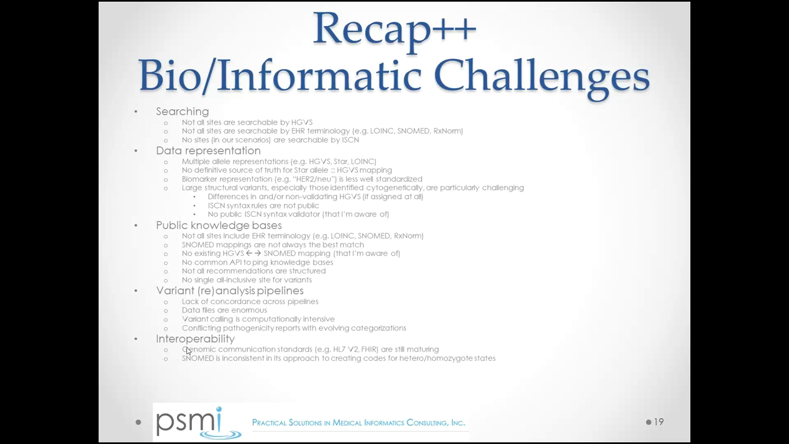And then finally, with respect to interoperability, the communication standards I think are getting darn good, but they're still maturing. The V2 LRI standard is not valid yet. It's not done yet. And the FHIR DSTU or STU3 still needs to be validated. The sequence resource still needs to be validated, so they're still maturing. And SNOMED is inconsistent in its approach to creating codes for heterozygote and homozygote state. For some diseases, there'll be a SNOMED code for carrier state and a code for the homozygote state, but it seems to be fairly inconsistent.